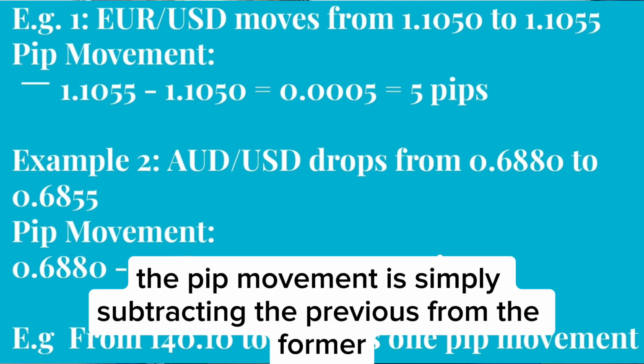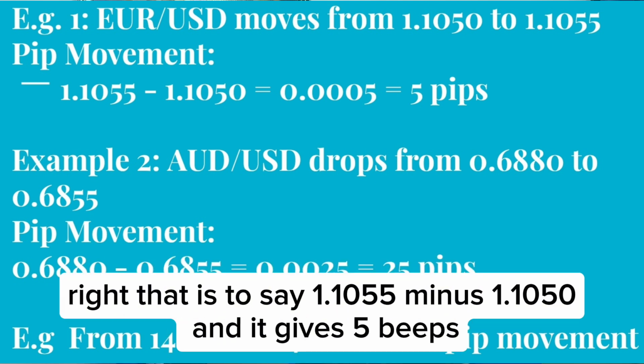Now, if EUR/USD moves from 1.1050 to 1.1055, the pip movement is simply subtracting the previous from the former, that is to say 1.1055 minus 1.1050, and it gives 5 pips.